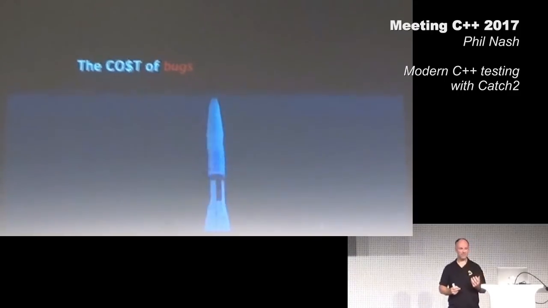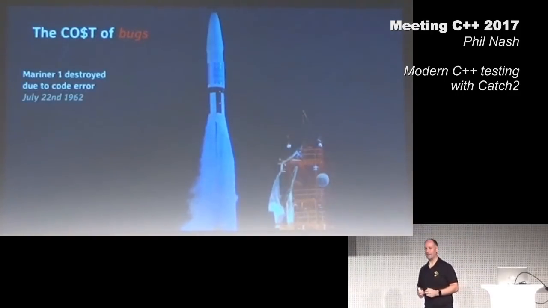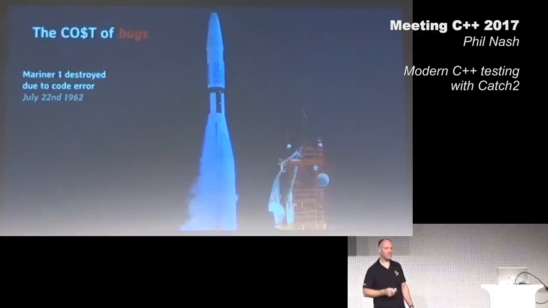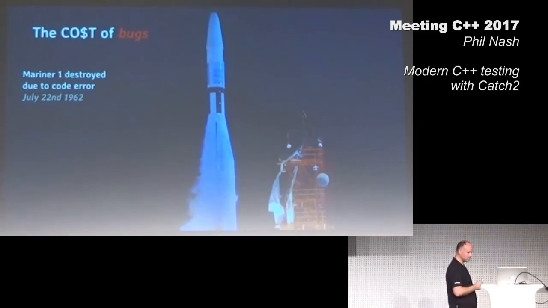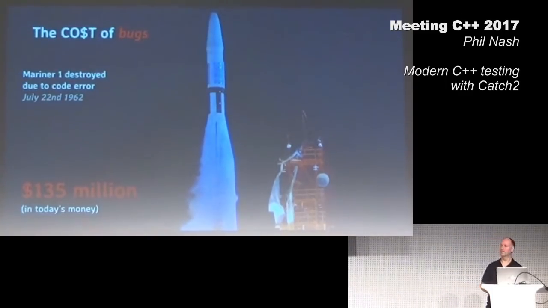One of the very first examples of a software bug that had a real dollar amount associated with it was the Mariner 1 rocket, which was destroyed due to a code error. Now, in this case, it wasn't an error that could have been caught by a unit test because it was in the transcribing to punch cards. But nonetheless, we have a figure that we can put to it, which was $135 million in today's money. So that's quite a lot for just a single error.